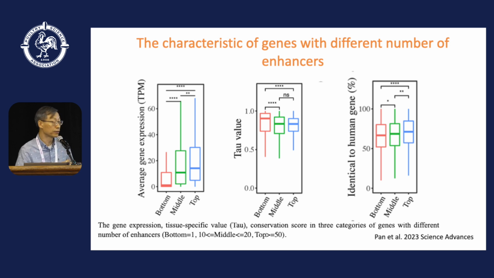Next, we want to look at whether they act in a tissue-specific manner for those genes targeted by different numbers of enhancers. You will see that those targeted by 1 enhancer or a few enhancers are more tissue-specific. And those targeted by many enhancers are obviously more universally expressed in other tissues. Then next, we look at how conserved those genes are. As you expected, those targeted by a single enhancer are less conserved, and those targeted by many enhancers are more conserved.